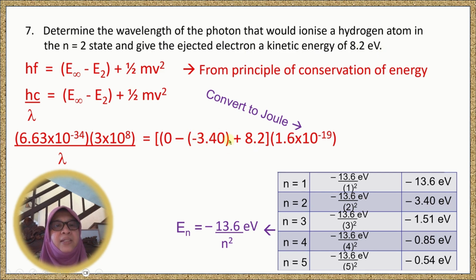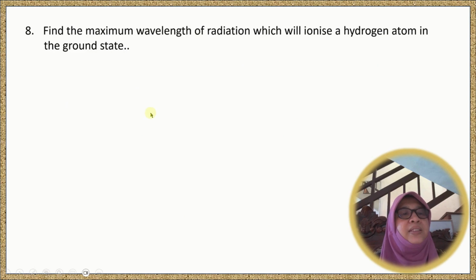All this energy is in electron volt, and we convert to joule because we are going to find the wavelength. So to convert to joule, we multiply the energy by 1.6 times 10 to the power of negative 19. Cross multiplying, we get the wavelength equals 1.07 times 10 to the power of negative 7 meter. So that's the answer. Converting to nanometer, it becomes 10.7 nanometer.